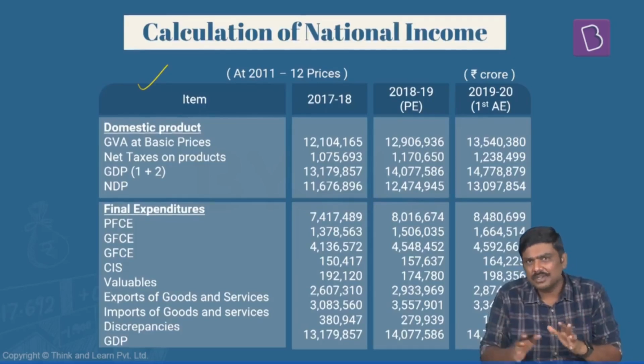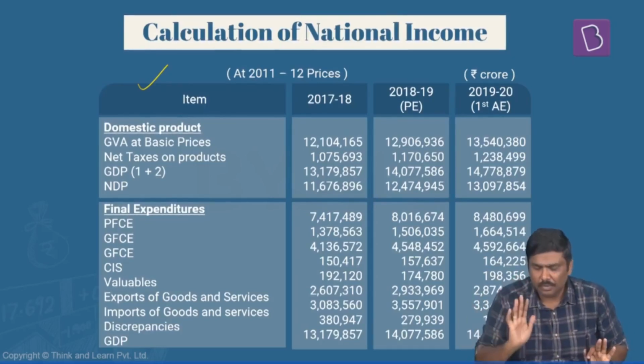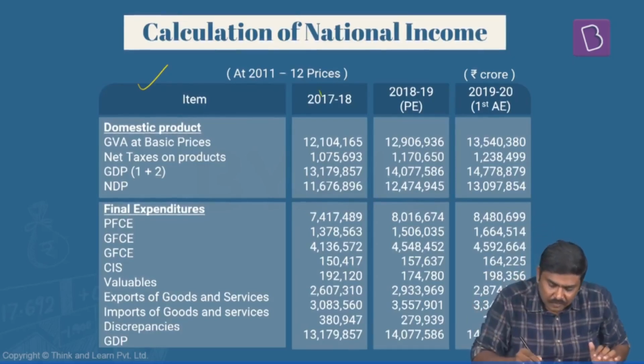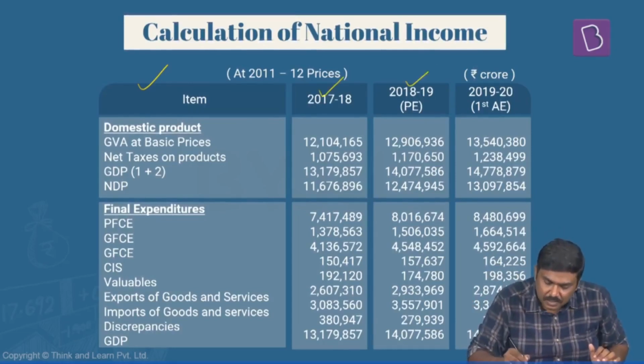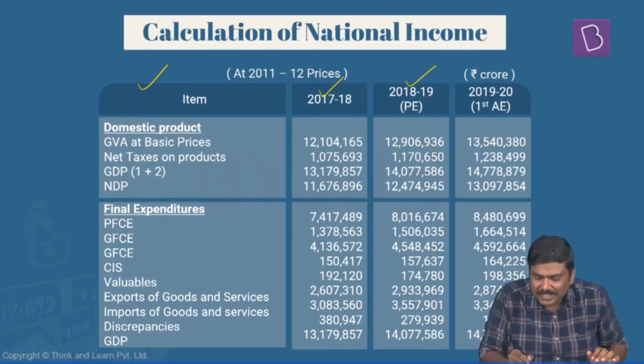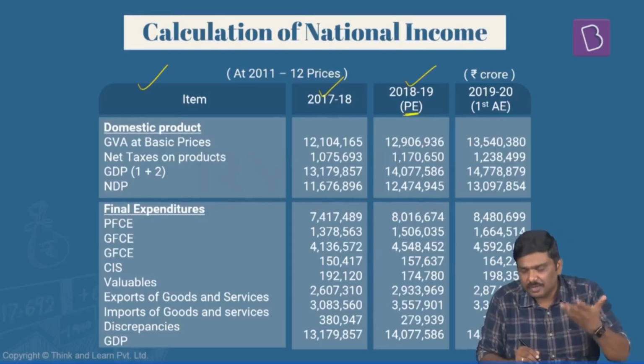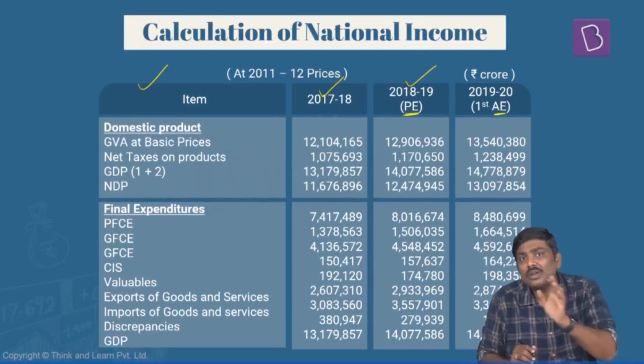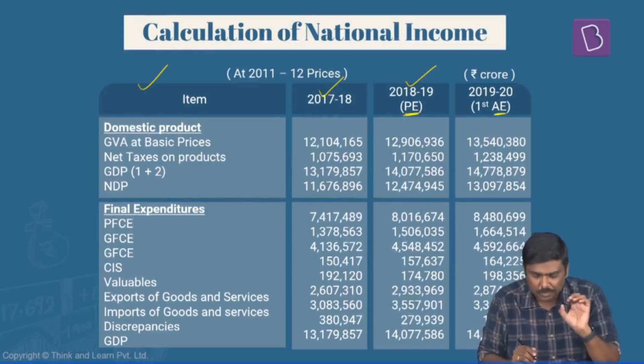This is basically a representation of the data given in the NSO report. Have a look at this. For 2017-18 and 2018-19, PE refers to provisional estimates and A refers to advanced estimates. Again, not important for UPSC.